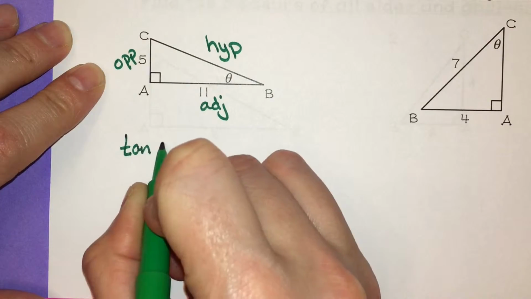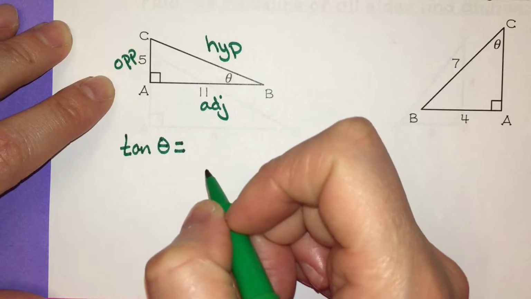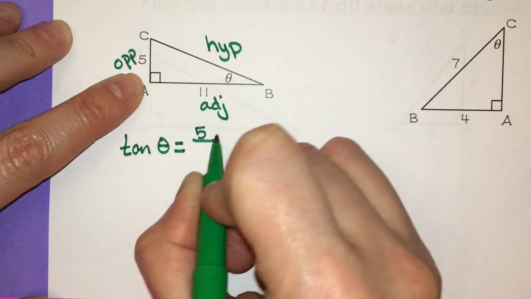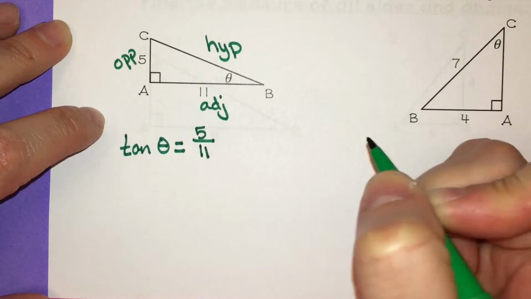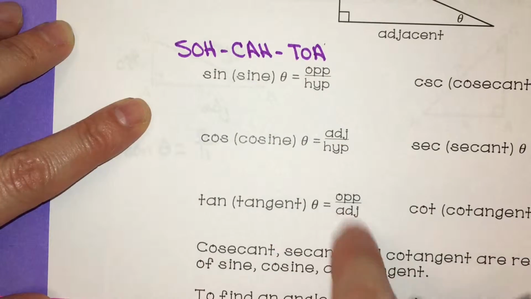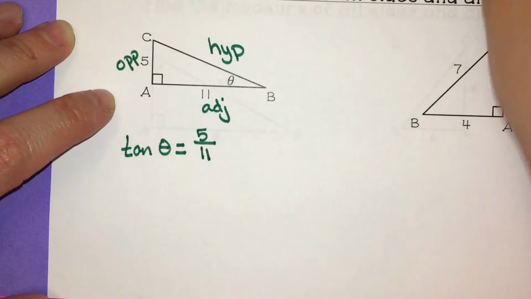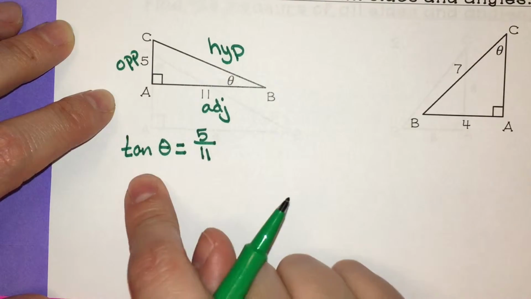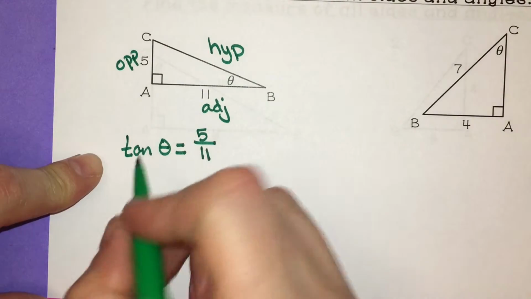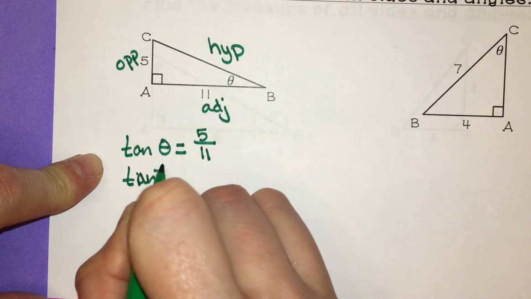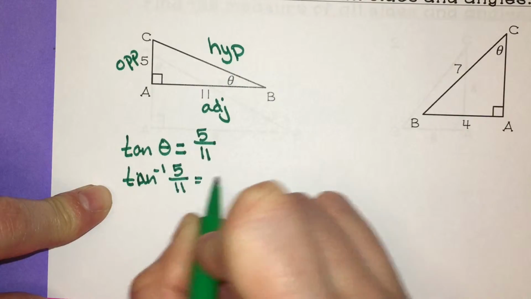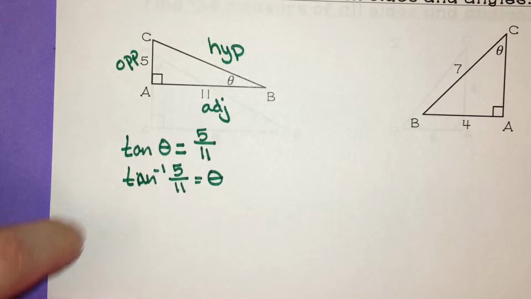So tangent of angle theta is equal to opposite over adjacent. My opposite side has a length of 5. My adjacent side has a length of 11. So you can always go back and look at what you know to help you figure out which one to use, sine, cosine, or tangent. Because I knew opposite and adjacent, I knew I had to use tangent. So to find angle theta, I'm going to have to use inverse tangent. So it's tangent to the power of -1 of 5/11 that will give me the measurement of my angle.